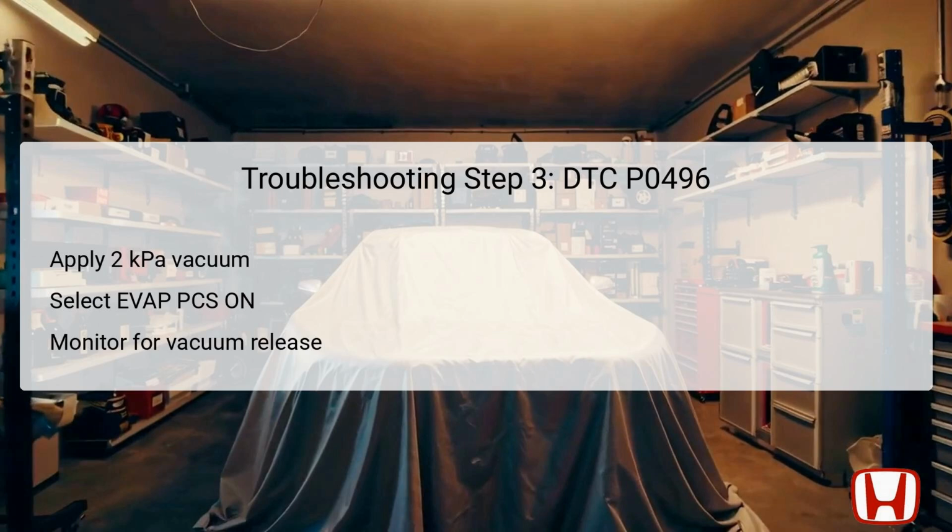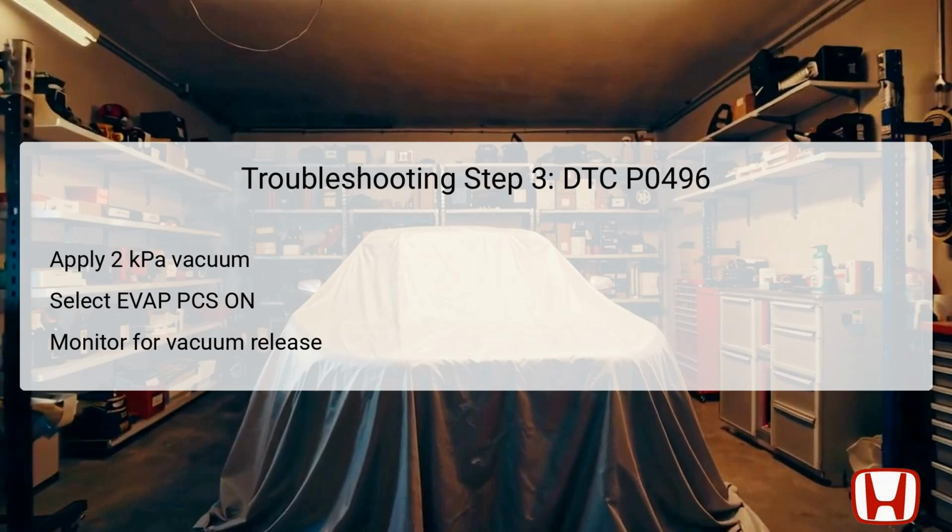In this step, you will apply a specific amount of pressure to the EVAP canister purge valve to check its operational integrity. To do this, set up the equipment to apply approximately 2 kPa, equivalent to 0.6-inch maximum, or 15 millimeters Hg of vacuum to the purge valve.